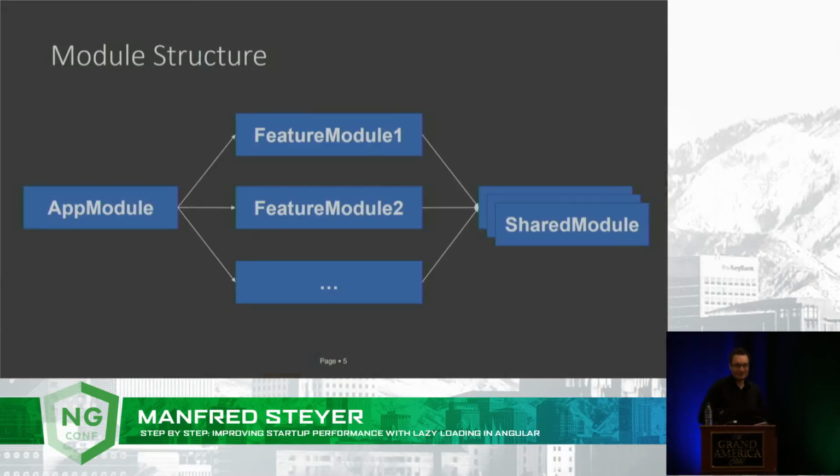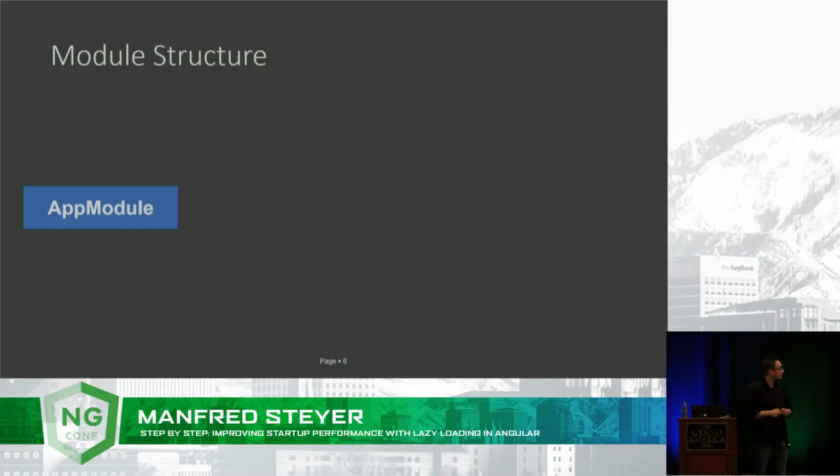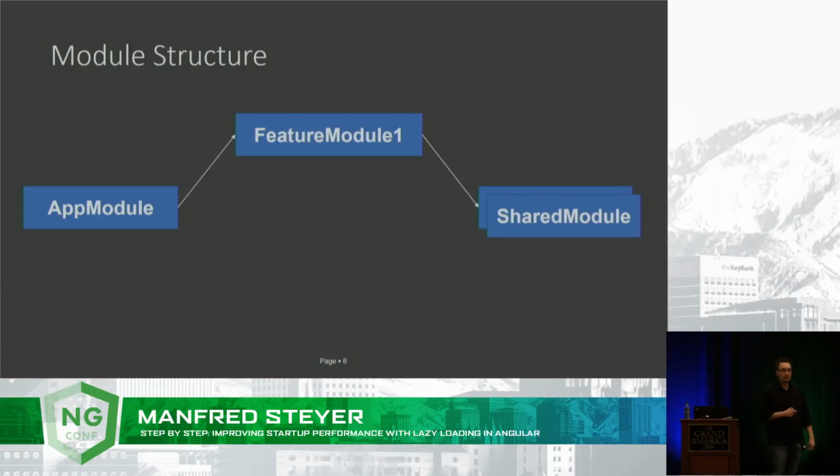Anyway, what we are seeing here is the typical module structure of an Angular application. We have this root module called app module, we have some feature modules, and we have one or several shared modules. And normally, Angular is loading all those modules at once when the application starts. And this is exactly where lazy loading comes into play, because when you are going with lazy loading, you can start with the first module of your application, and then you can load further modules on demand.